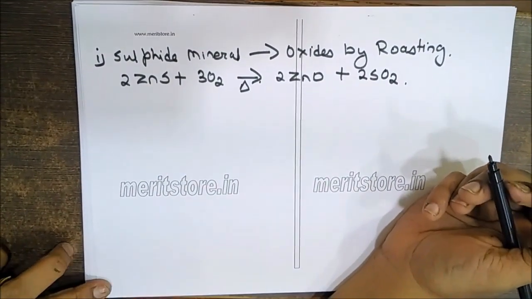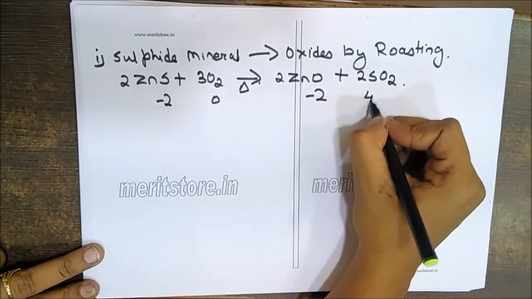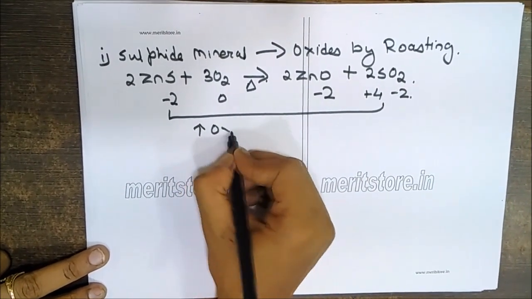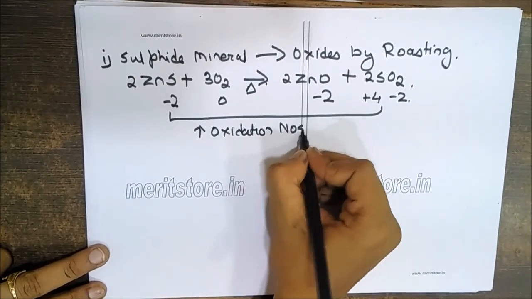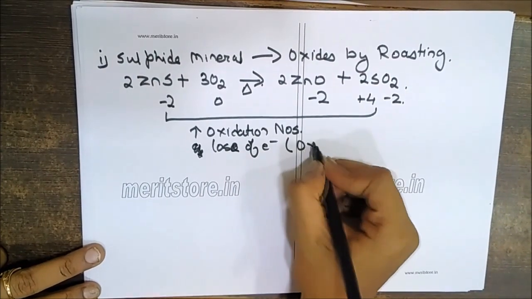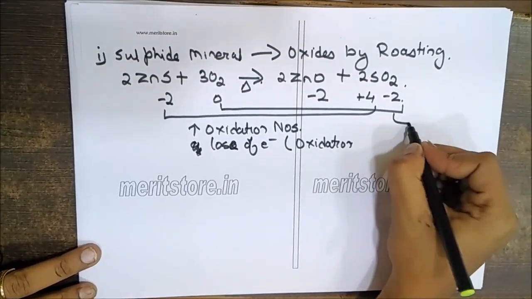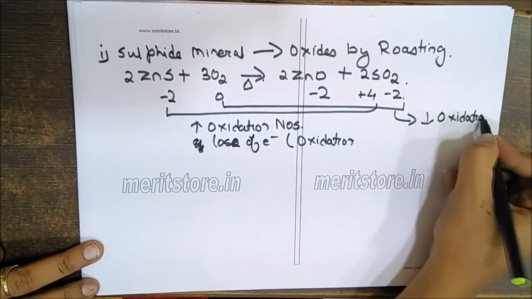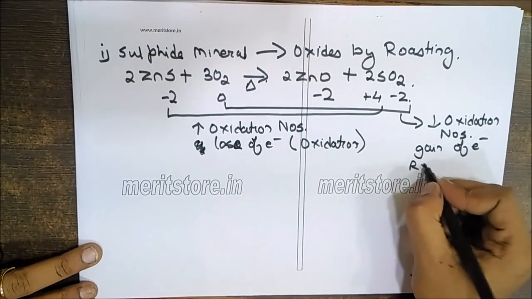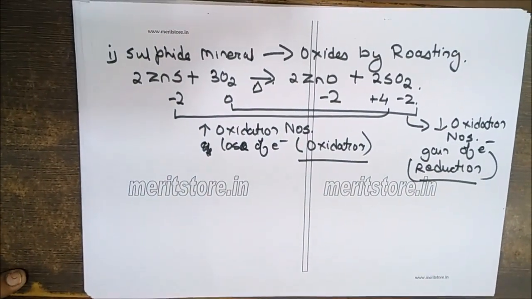Now, if we assign oxidation number to each, we will find that sulfur is undergoing increase in oxidation number, which means there is loss of electrons, oxidation is happening. And oxygen on the other hand is having decrease in oxidation number, which means there is gain of electrons, which means reduction is happening. See, oxidation and reduction happening simultaneously, which is an example of a redox reaction.